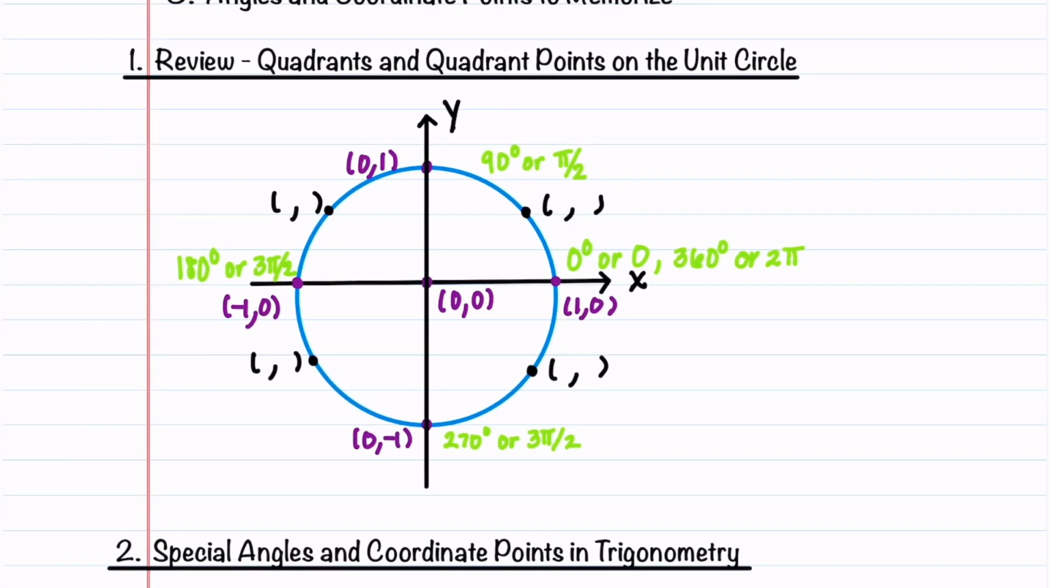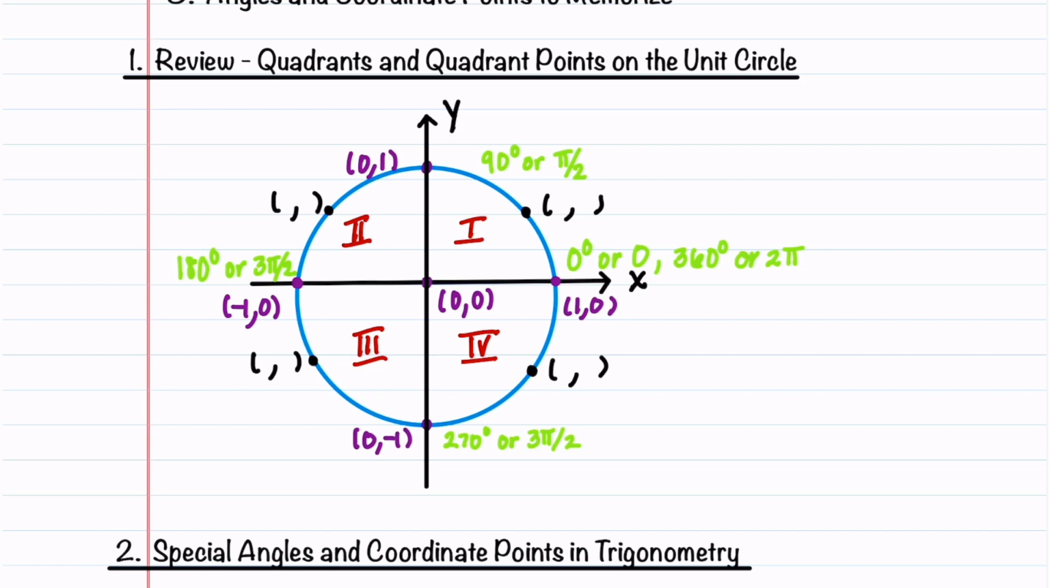Our quadrant points are written in purple. Our first quadrant is in the upper right. Our second quadrant is in the upper left. Our third quadrant is in the lower left. And our fourth quadrant is in the lower right part of the circle.